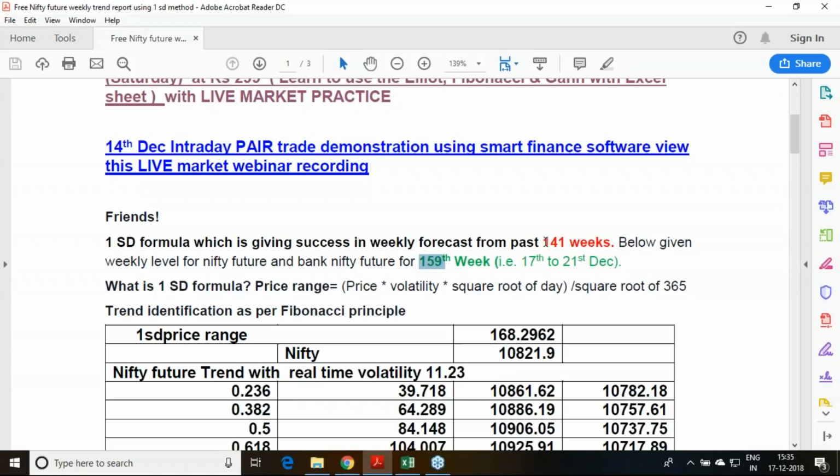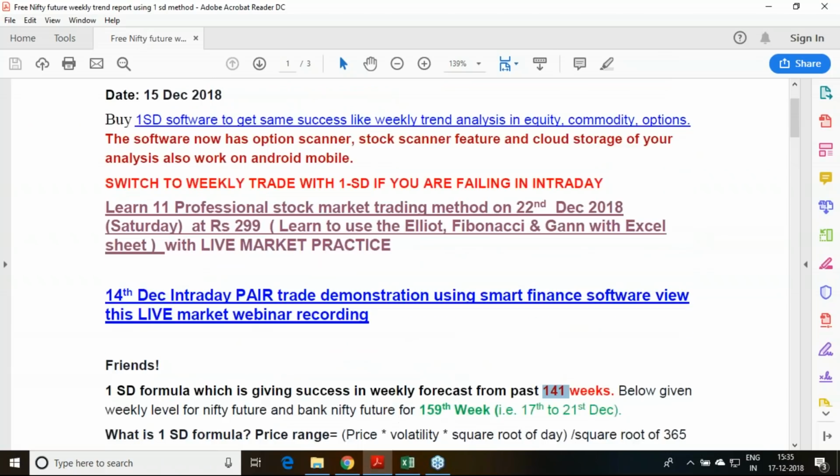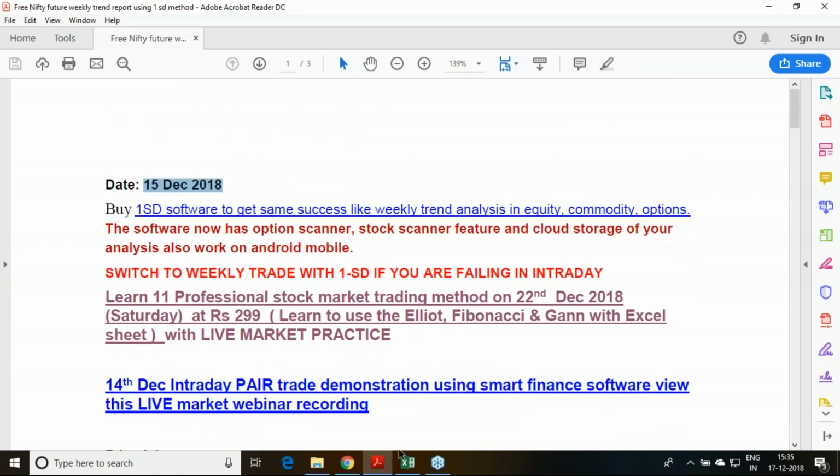Out of those 159 weeks, it has given success in 141 weeks. Today being the first day, let's see how it has performed. This is the best way to judge this report, its truth sheet and its accuracy, because the report was given on the 15th of December.